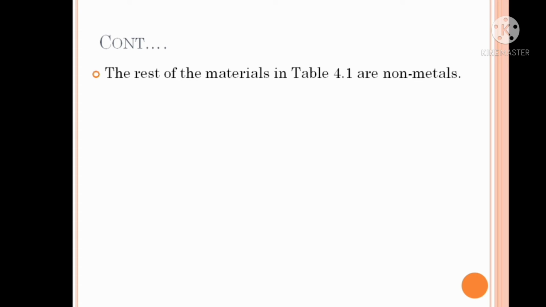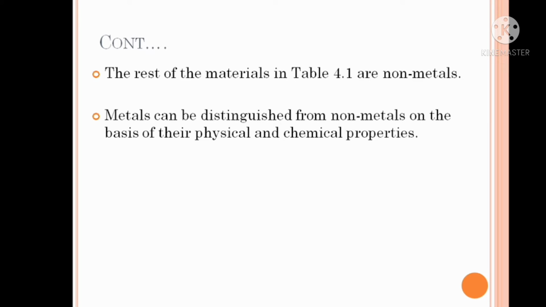Let's continue. The rest of the materials in Table 4.1 are non-metals. As you can see in the previous table, some materials are non-metals, like sulfur is a non-metal. So metals can be distinguished from non-metals on the basis of their physical and chemical properties.